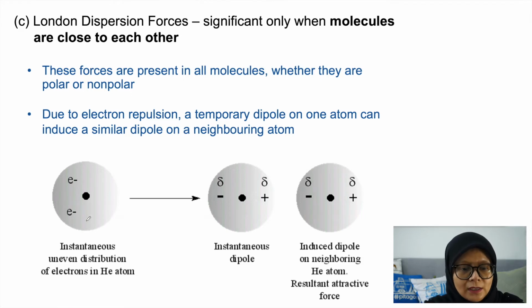So what happened here? We put another helium atom close to the first helium atom, and they will form an instantaneous dipole, or what we call an induced dipole, on the neighboring helium atom. And it will form a resultant attractive force. The partial positive is attracted to the partial negative, and the partial negative is attracted to the partial positive.